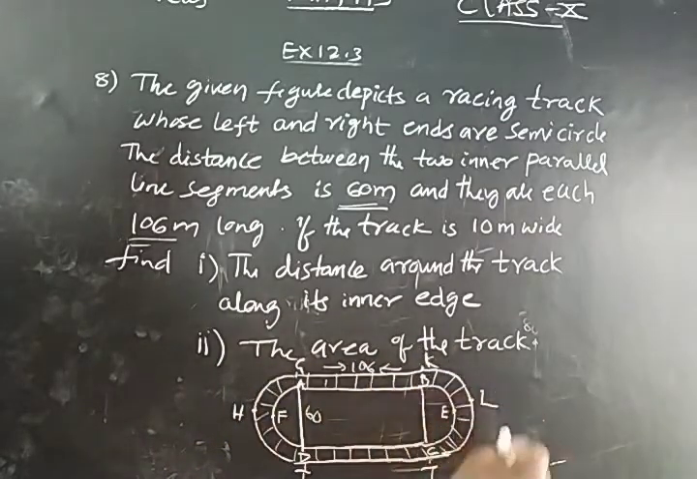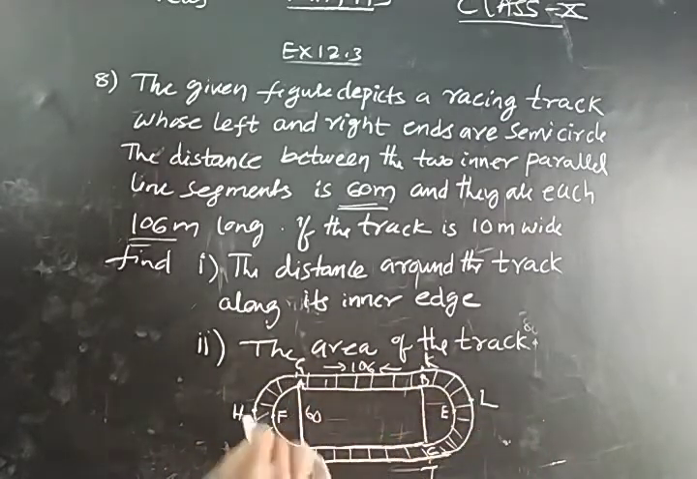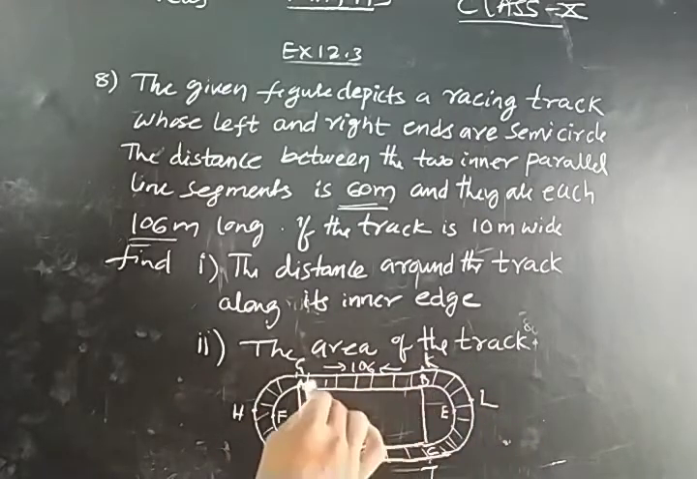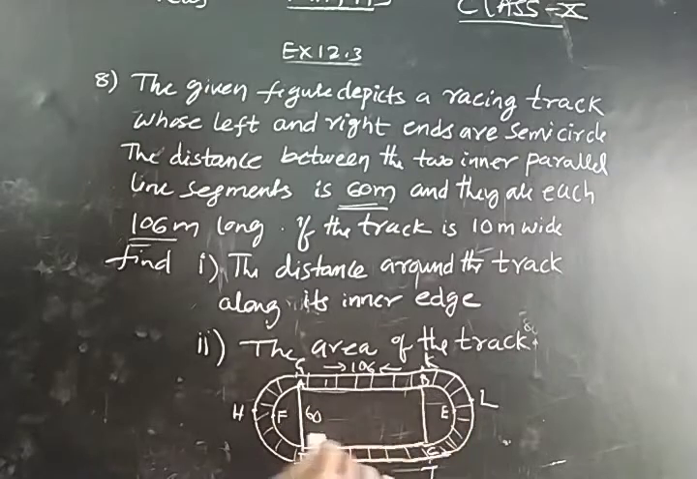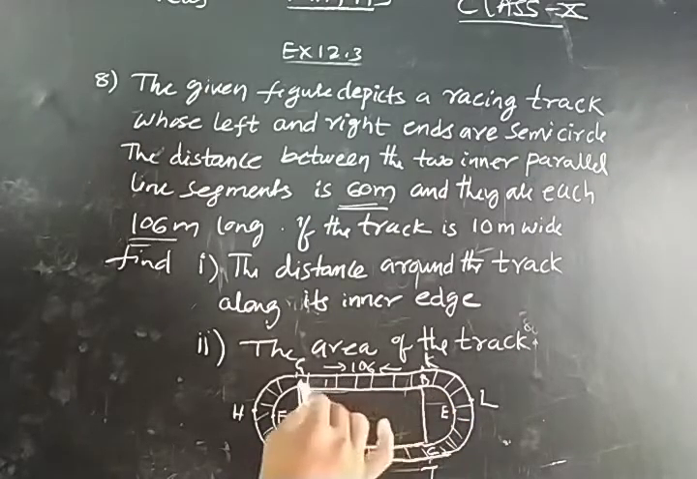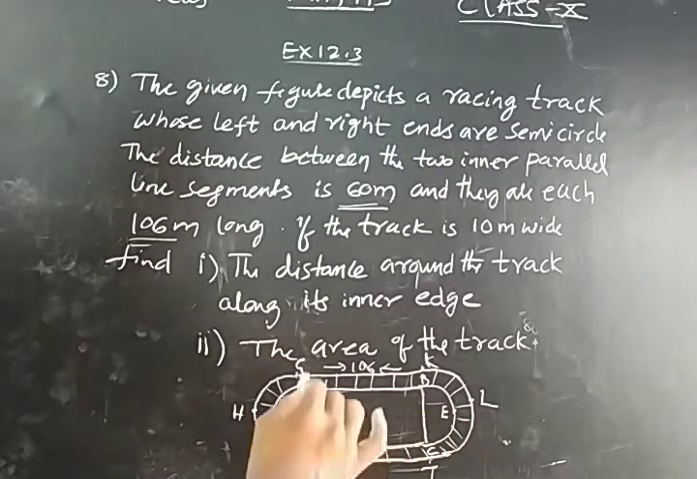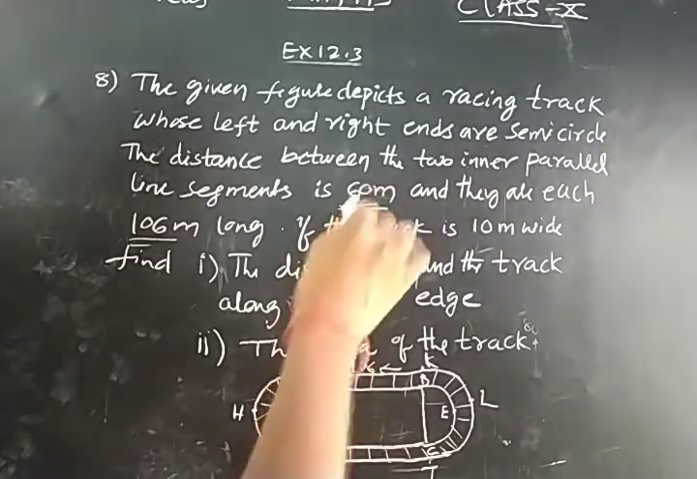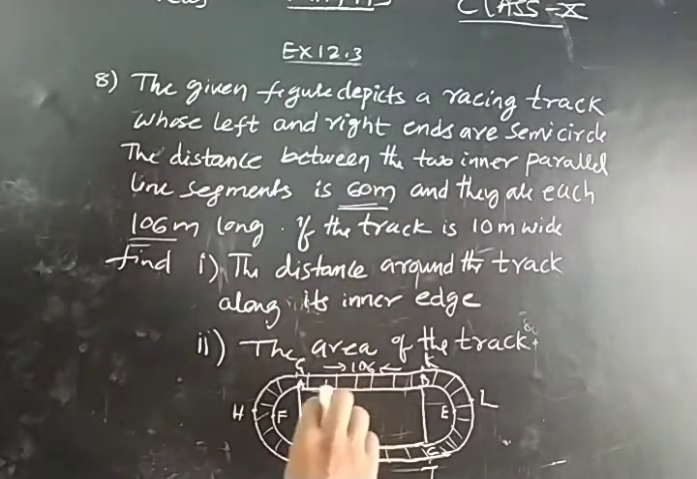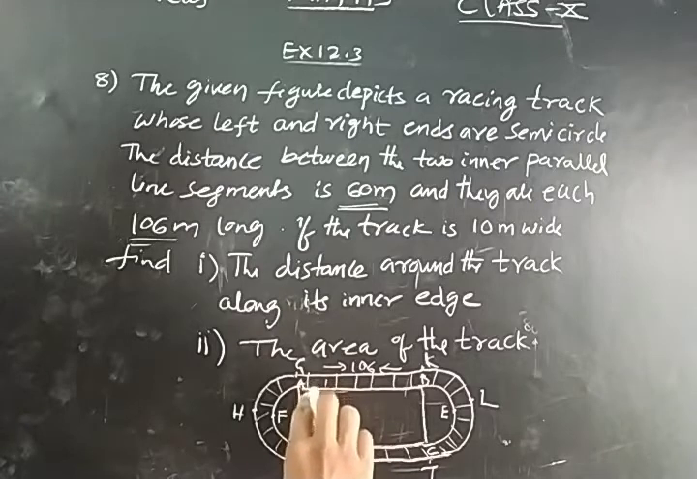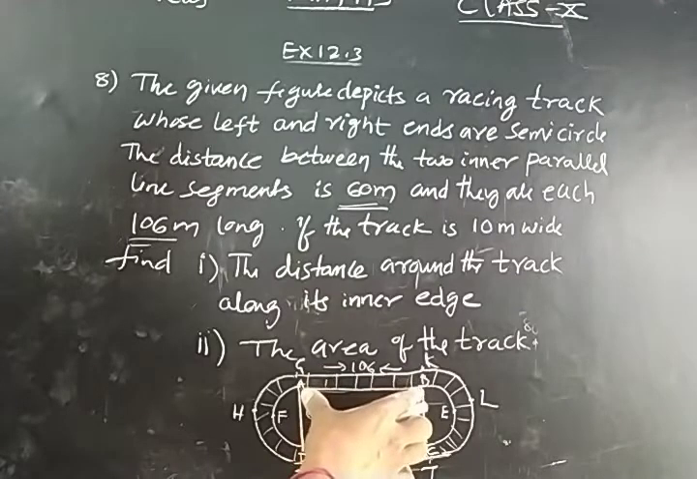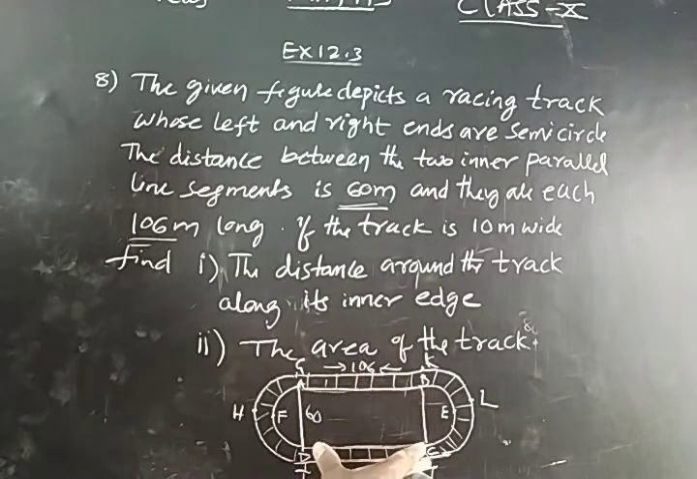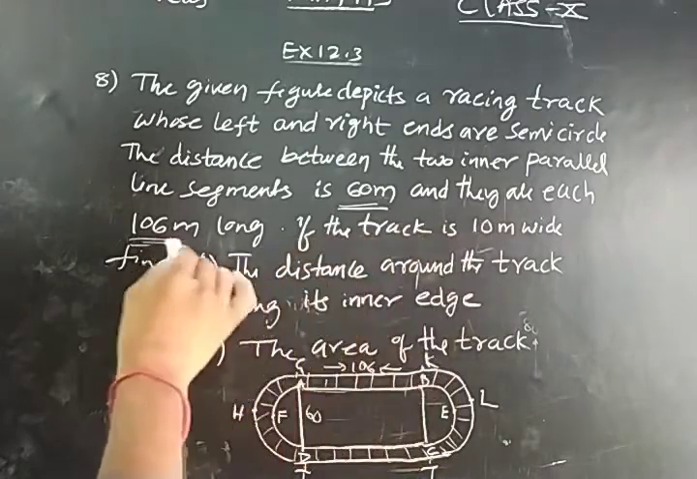So see the figure here. We have a racing track which is the shaded region. Here in the inner figure, observe the inner figure, we have two parallel lines. These two parallel lines have a distance of 60 meters according to the question. So this distance is 60 meters. And each parallel line is 106 meters in length. So this line length is 106, this line length is 106 according to the given question.